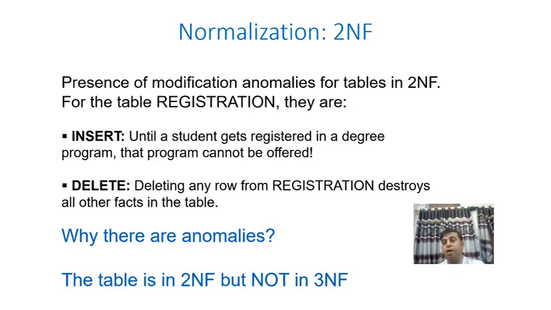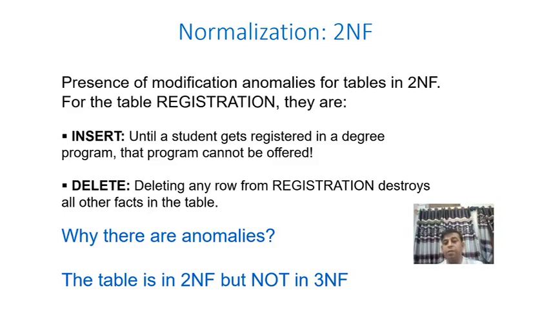Normally the programs are initially offered, then the students get registered in that program. But over here we have a constraint that a program cannot be offered until a student is registered in it. Deleting any row from registration destroys all the facts in the table. If we delete some row, then some necessary information will be deleted. So there is a presence of insert as well as delete anomalies.